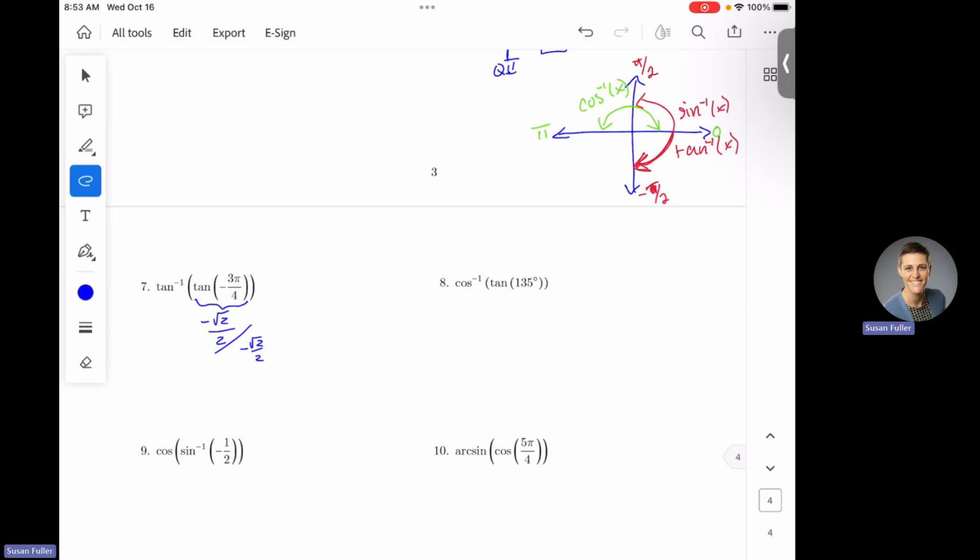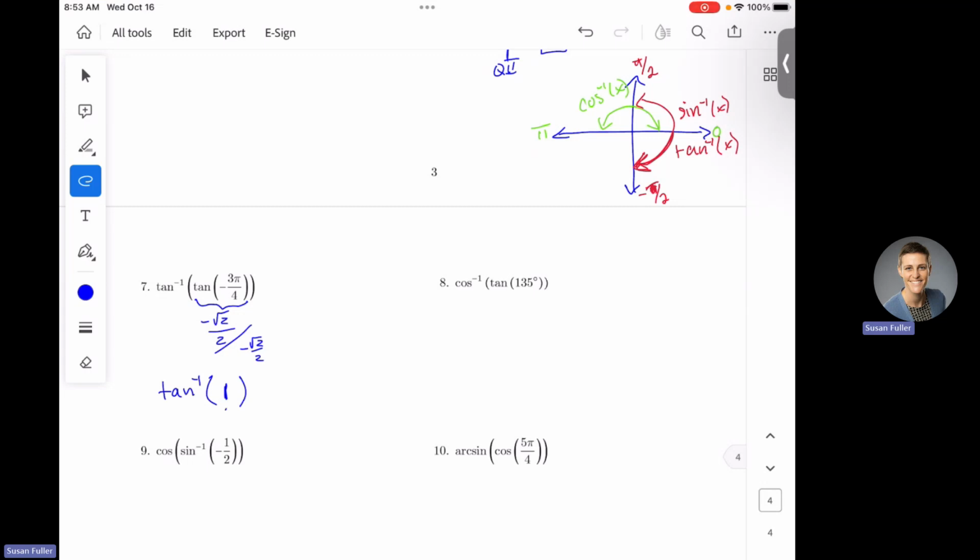What's negative root 2 over 2 divided by negative root 2 over 2? Yeah, it's 1. It's something divided by itself, so that's going to give me a positive 1. And so that's what the inside simplifies to. And now I just have to finish my problem and then finish the arctangent of 1.